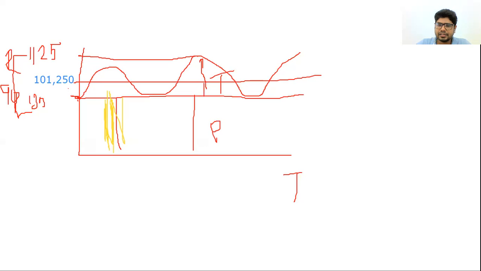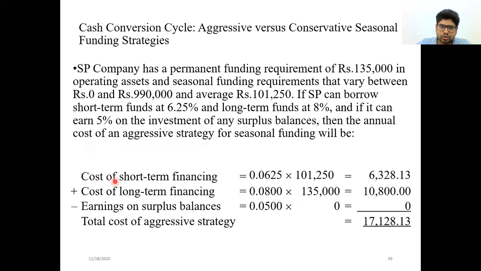So see the slide. Cost of long-term financing is 8%, right? 8% of 135,000 gives us 10,800. Clear? I hope it is clear, right?